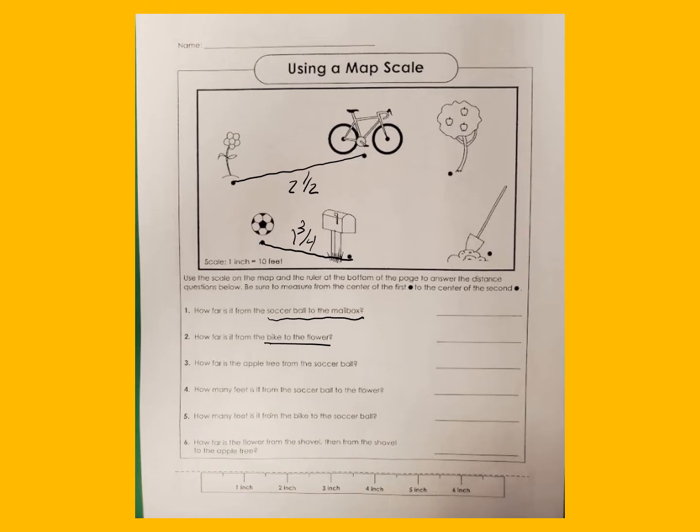All right, great, welcome back. So we're going to go ahead and continue the measurement. Number 3, how far is the apple tree from the soccer ball? So this is this longer distance. The apple tree is over here to the soccer ball, and that's about 4 inches.